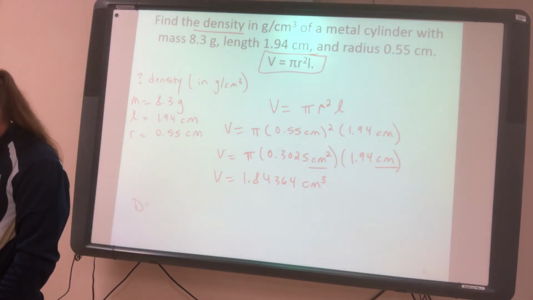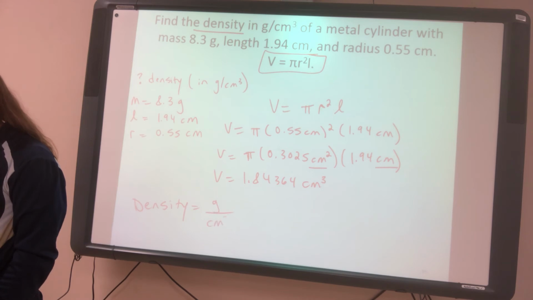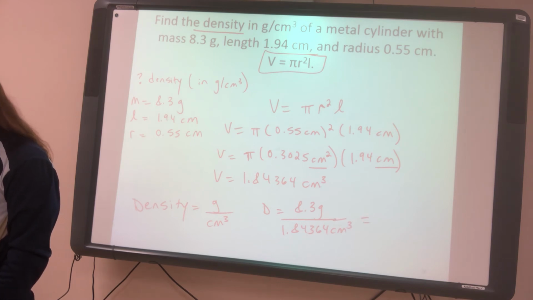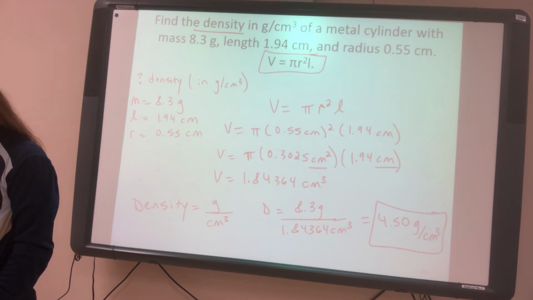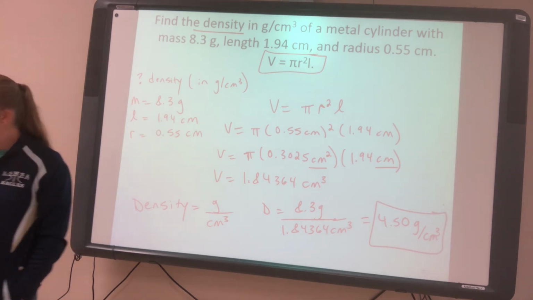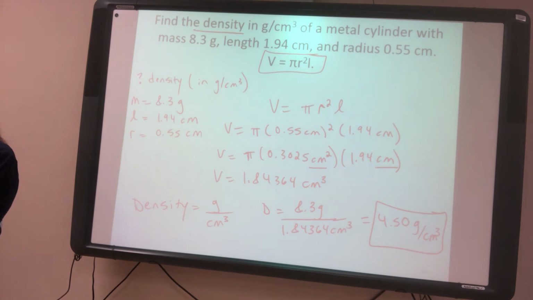So to find the density, it's grams over centimeters cubed that I'm looking for. My grams was 8.3 and my volume was 1.84364. Do the math: 8.3 divided by 1.84 gives you 4.50 grams per centimeters cubed. This is how you work out these problems.